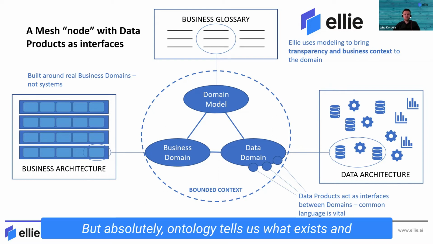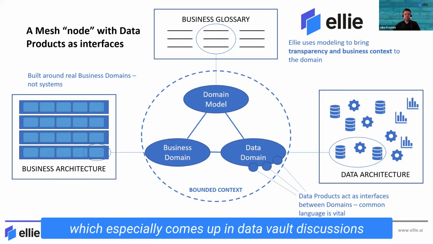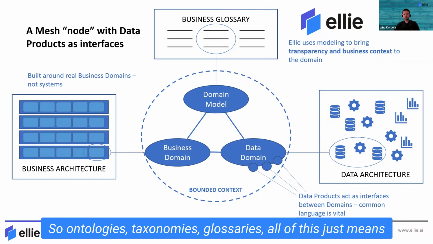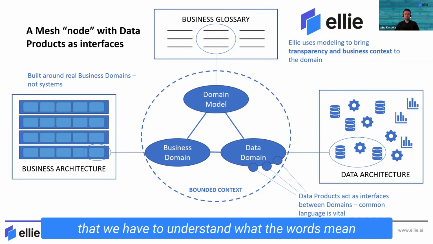But absolutely, ontology tells us what exists and what words mean and how they are related, and that is a perfect business glossary. You could also bring up the word taxonomy, which especially comes up in data vault discussions, about how things are kind of in hierarchical classification, categorization, which is also kind of part of this whole thing. So ontologies, taxonomies, glossaries, all of this just means that we have to understand what the words mean. And the model tells us how they are linked, and it's graphical, it's easy to follow.